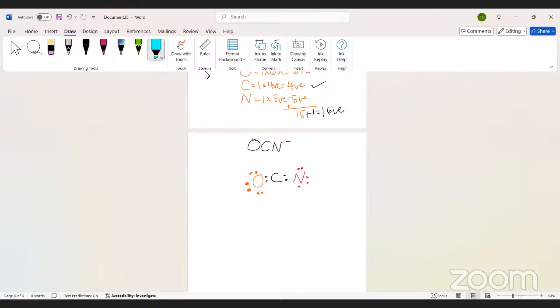Matter of fact, let's count. We've got 2, 4, 6, 8, 10, 12, 14. That's 15. We can't forget about the 16th one. So we have to go back in there and put that on. I'm going to go ahead and put that back on, and add this extra one right there.